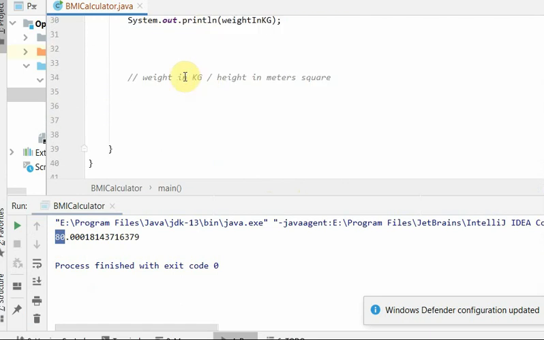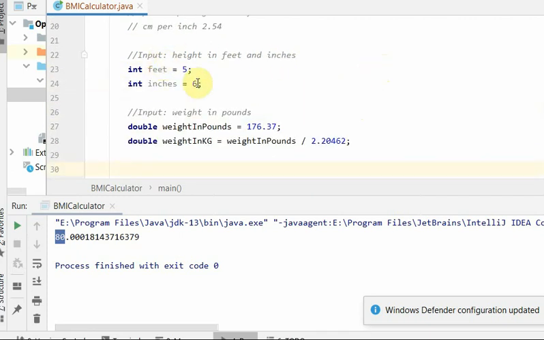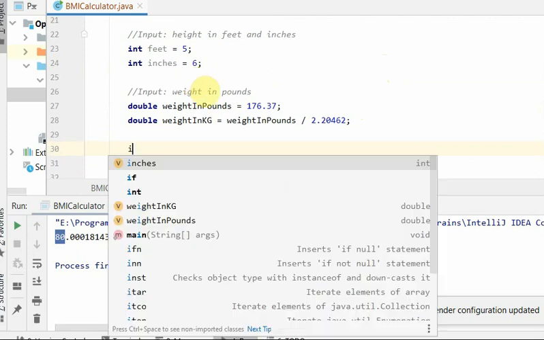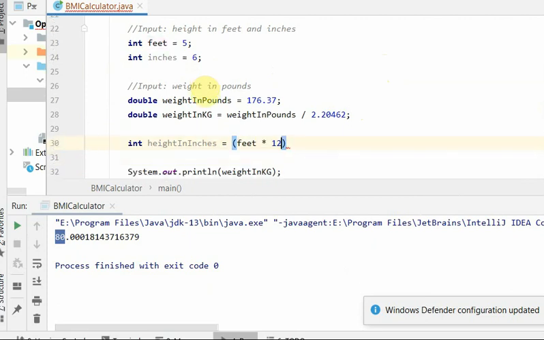So we got one part, weight in kg, and now we need height in meters. There are different ways, but I'm going to extend this exercise a bit longer. I first need to convert this 5 feet 6 inches into all inches. Int height feet multiplied by 12. In 1 foot there are 12 inches. So if we multiply the number of feet by 12, this will give us inches, and then we add the inches as well. So instead of 5 feet 6 inches, we get the total height in inches.